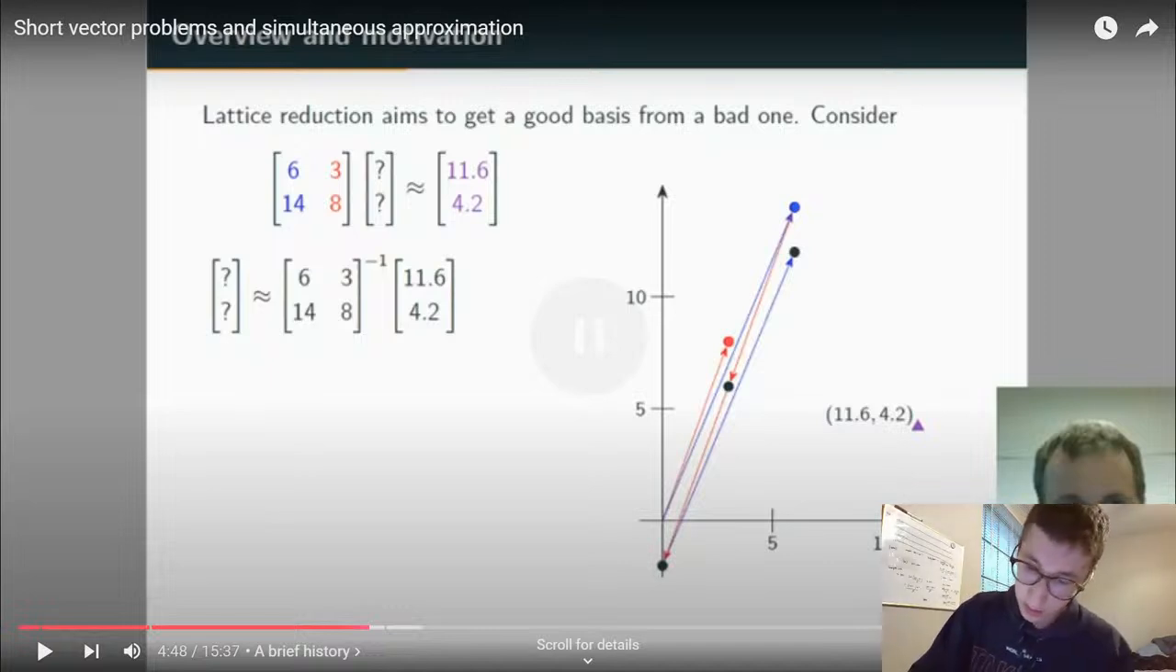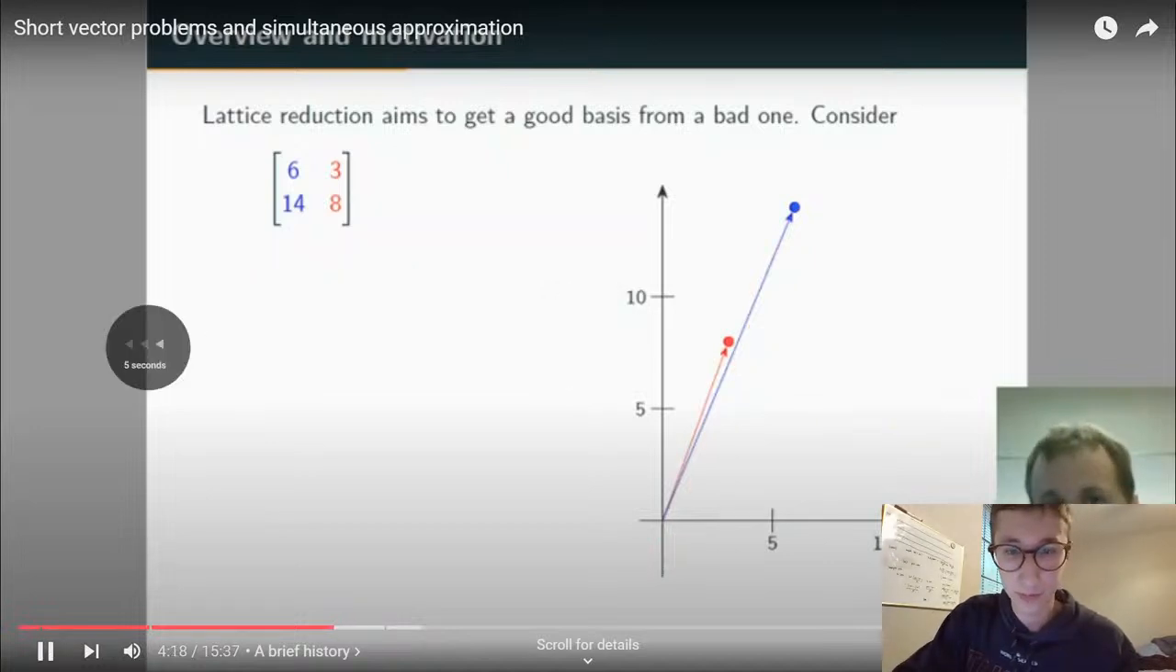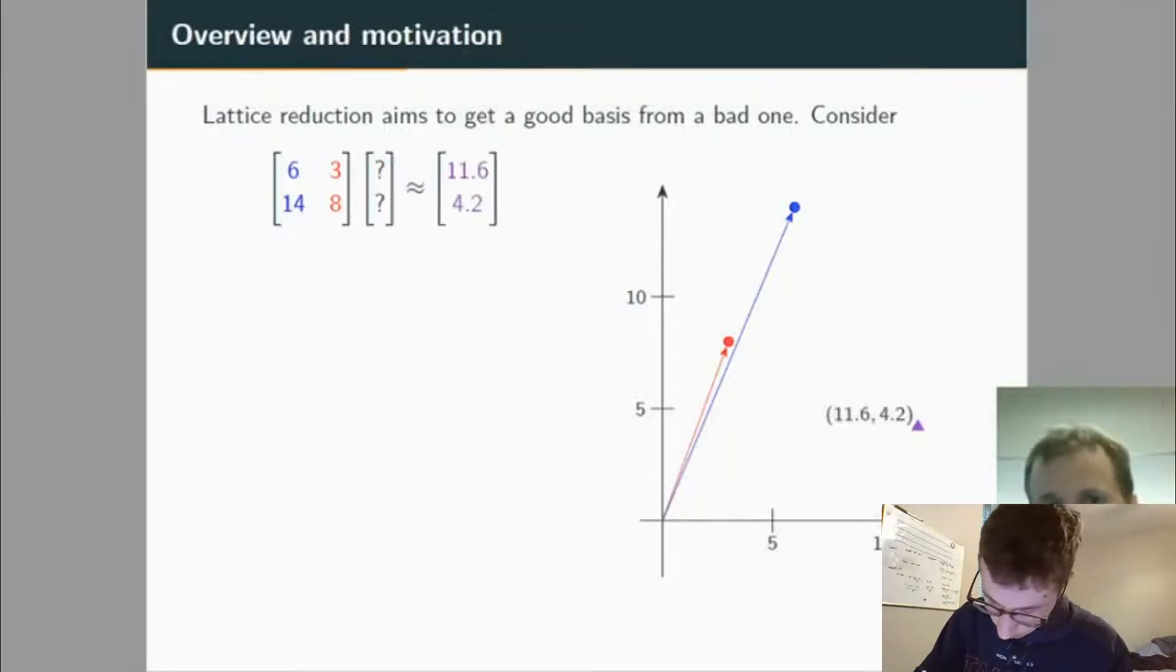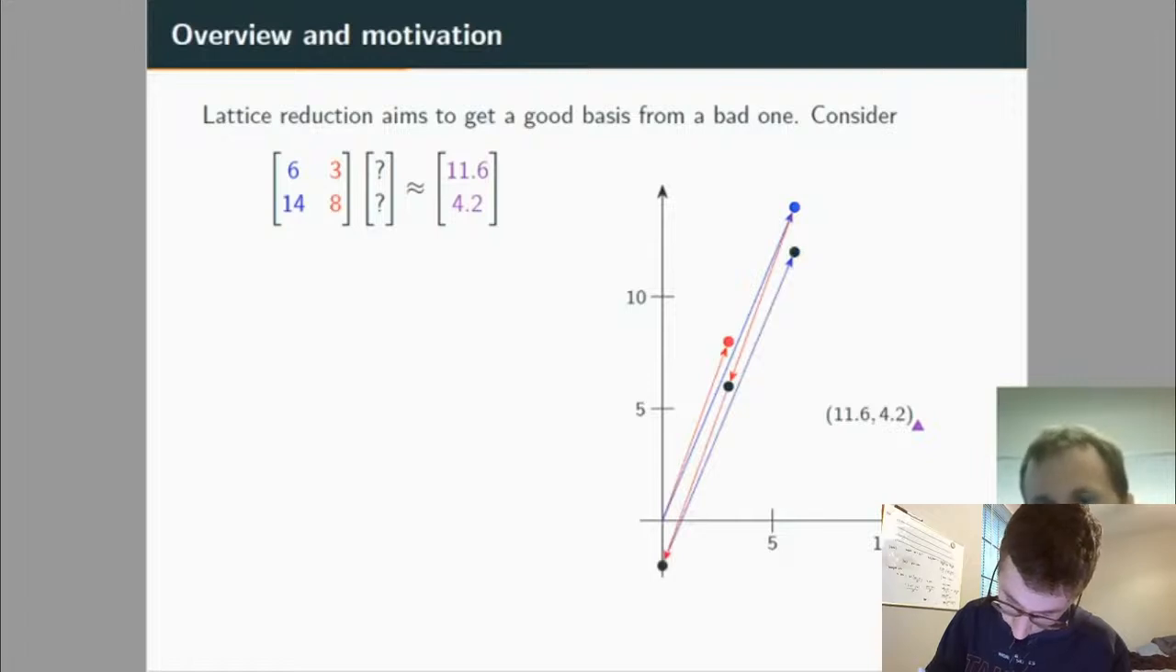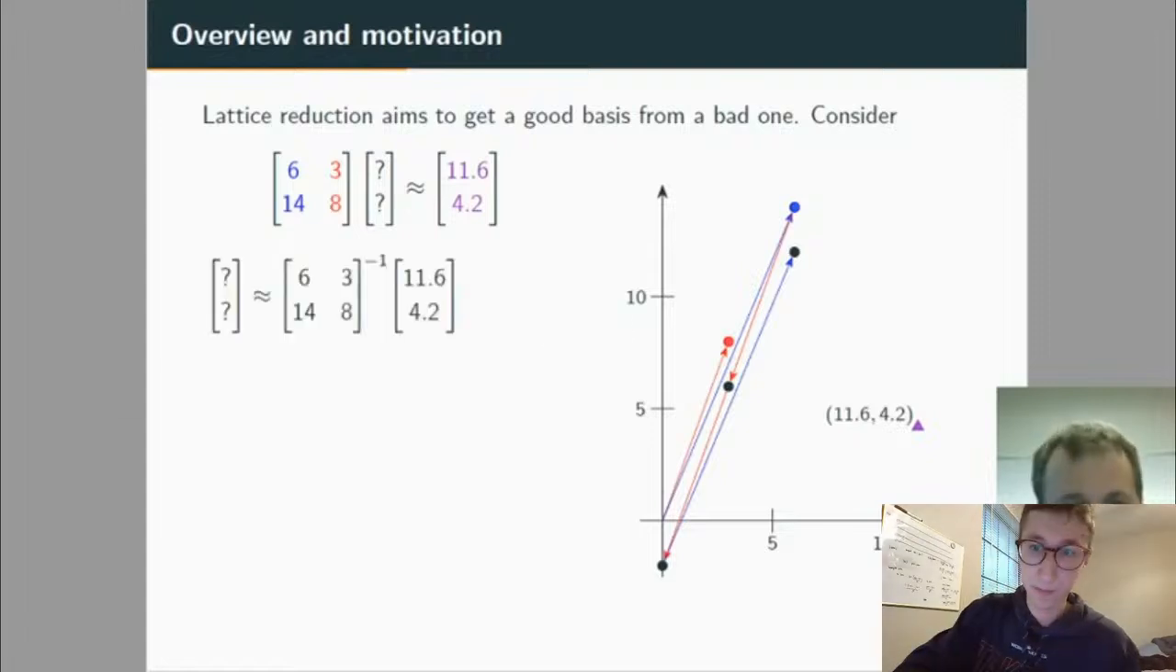Lattice reduction is where you use your lattice points to approximate things that are not in the lattice. So in this case, 11.6, 4.2, denoted there with a purple triangle. I'd like to find an element of this lattice generated by the blue and red vectors that's close to it. So here's what I mean. Here's, for example, one blue minus a red. We're sort of zigzagging our way over there. We won't try and get there that way. That might take a while. So instead, let's try and actually solve this equation in the top left.